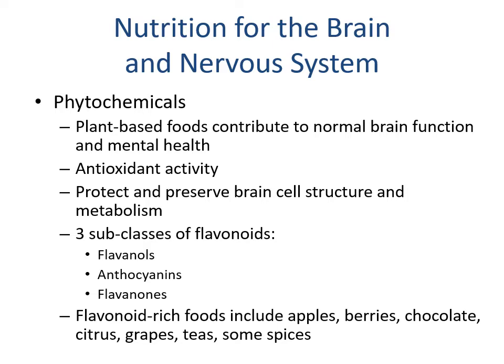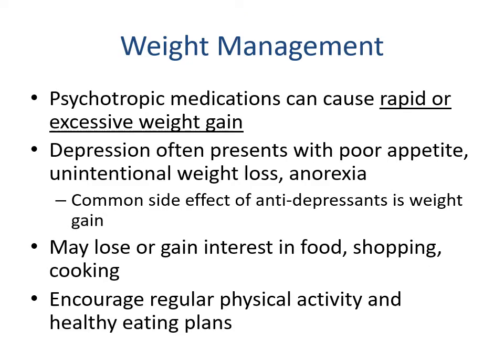Now we're also going to take a look at some phytochemicals just as a concept. These are plant-based foods that contribute to normal brain function and mental health, with a focus on antioxidant activity, protecting and preserving brain cell structure and metabolism. We've got our three subclasses of flavonoids: flavanols, anthocyanins, and flavanones. Flavonoid-rich foods are things like apples, berries, dark chocolate, citrus, grapes, teas, and certain spices. In addition to specific nutrients, we'll take a look at some side effects.